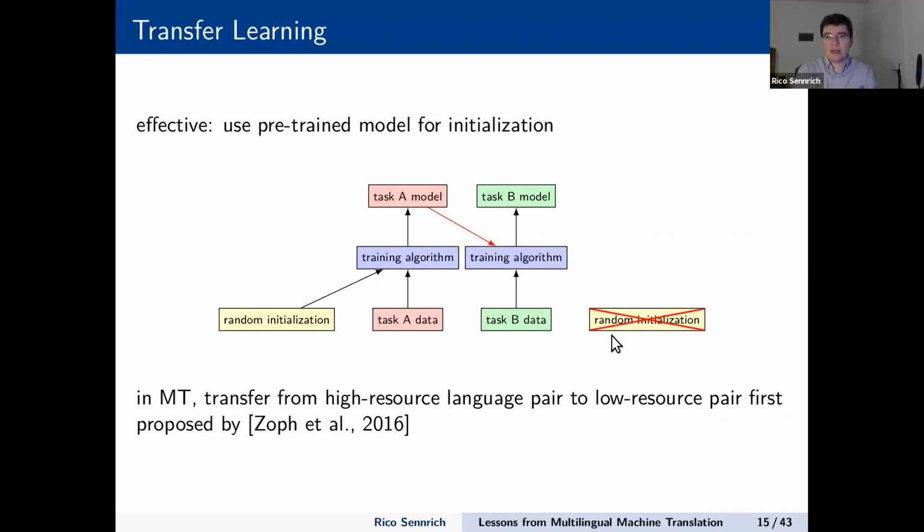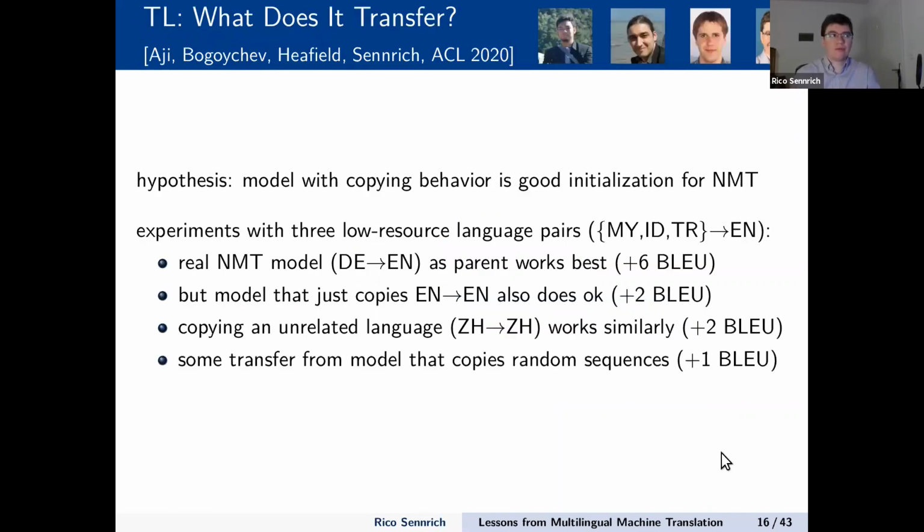And as early as 2016, when neural machine translation was still young, Alfred have shown that this was quite an effective transfer strategy. I just want to talk a bit more about some research from our groups. This is a student that I was co-supervising, Aji, and joint work with Nick Bogoychev and Kenneth Heafield. We were looking at what is actually being transferred between these different tasks.